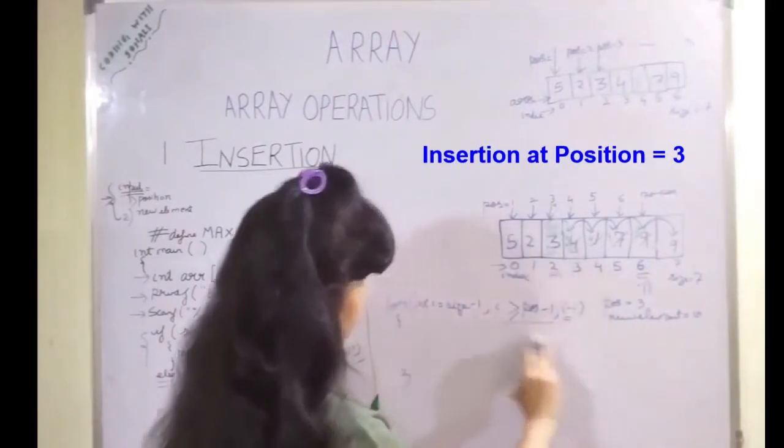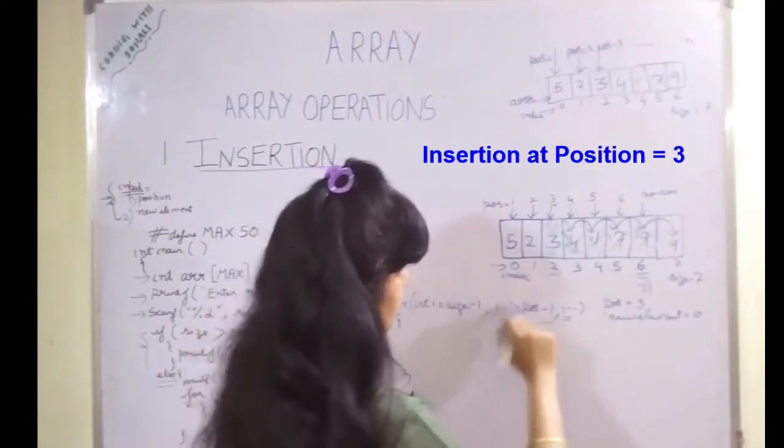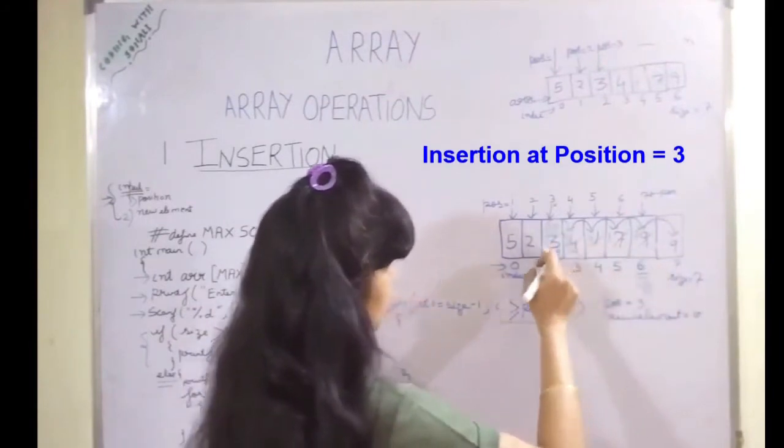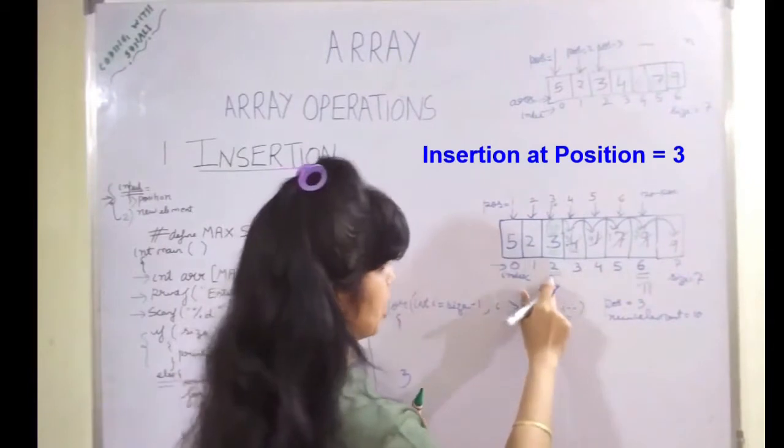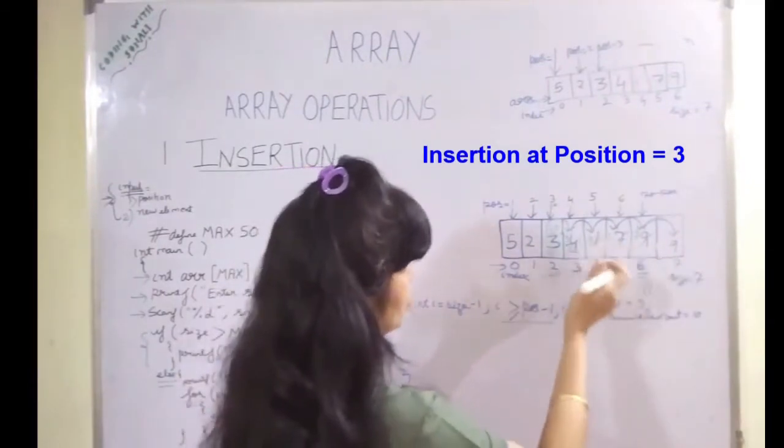We will perform the logic. We will see how to perform the shifting, but the iteration should be from the end to the position. Therefore I should be greater or equal to 2. That is, till this actually we want the shiftings.